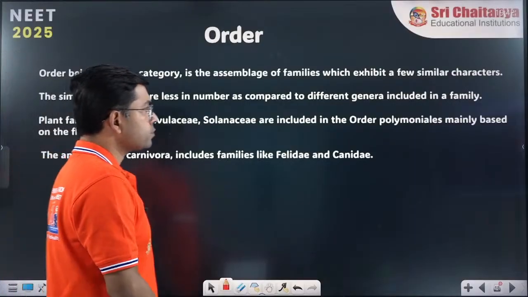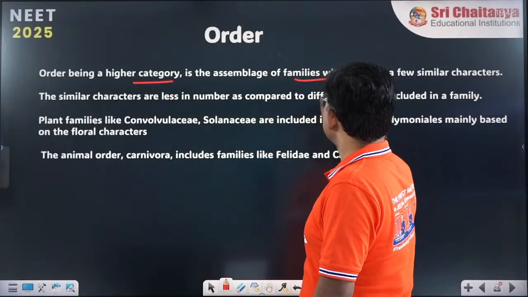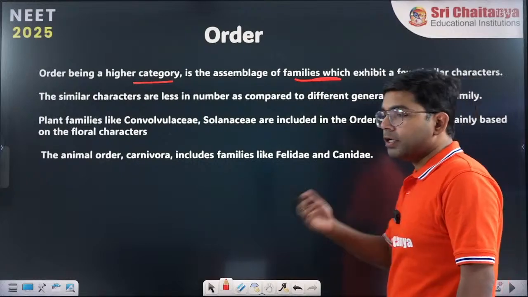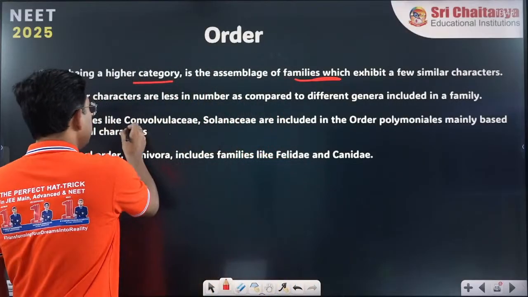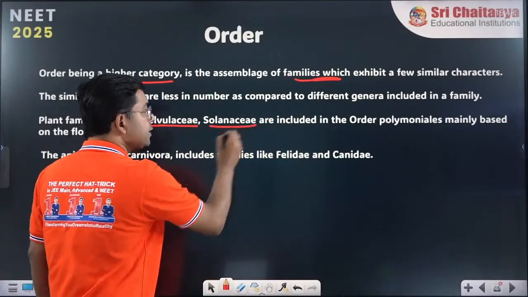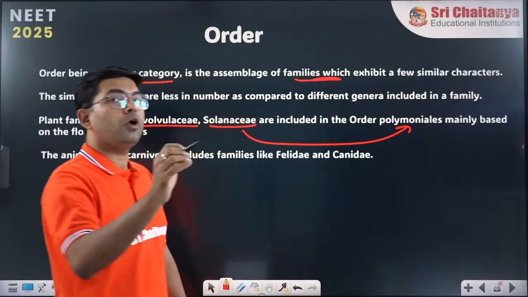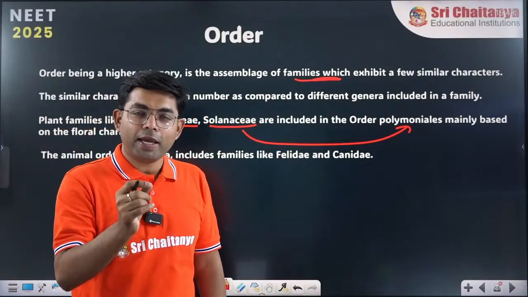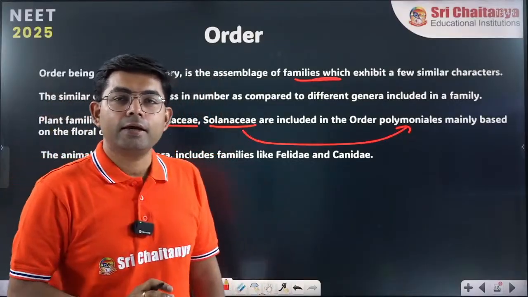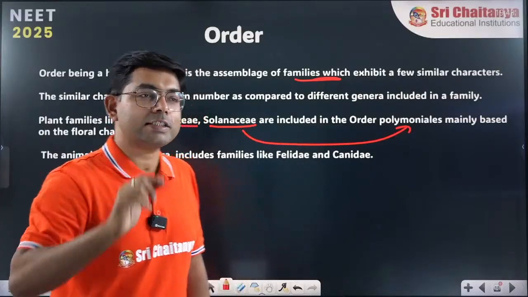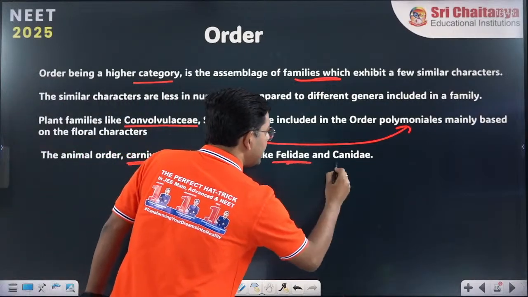Order. Again we are going above. Order is a higher category and it is an assembly of families. Several families together form an order. Here two families, Convolvulaceae and Solanaceae, together form the order Polemoniales. And before that, we have seen cat belongs to family Felidae and dog belongs to family Canidae. Now they become part of the same order: Carnivora includes the families Felidae and Canidae.